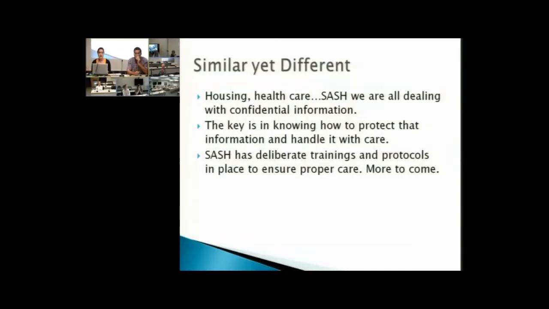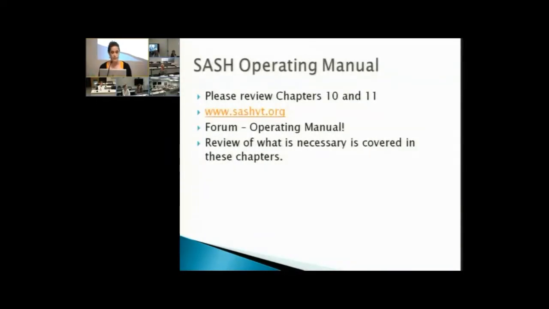And really the key is in knowing how to protect the information and handling it with care. So we want to help you through that. I think you all know it. A lot of it's common sense, but we really are just giving you the tools and taking the time to make sure that it makes sense to all of you. So we're going to keep talking about what are the trainings and protocols in place so that you know what to do.